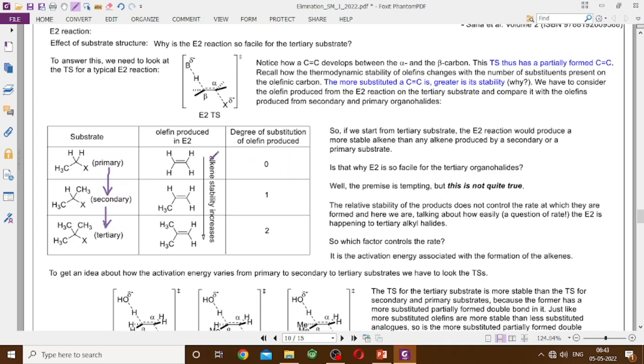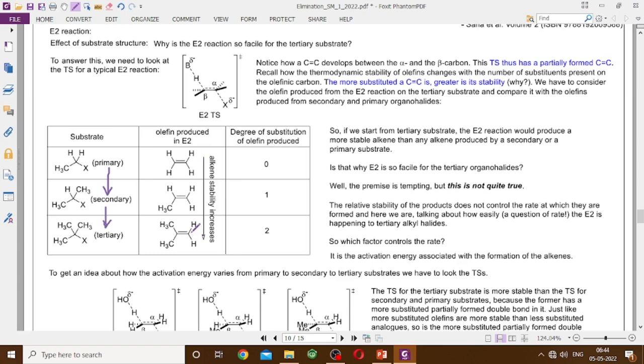This proposal is tempting, but we are talking about kinetics here. Tertiary substrate ক্ষেত্রে E2 reaction faster compared to secondary or primary. Secondary ক্ষেত্রে আবার faster হয় compared to primary. So it has got nothing to do with the thermodynamic stability of the product.